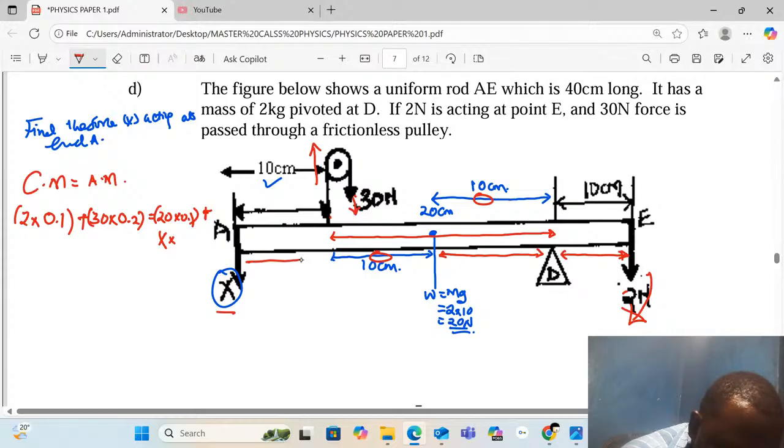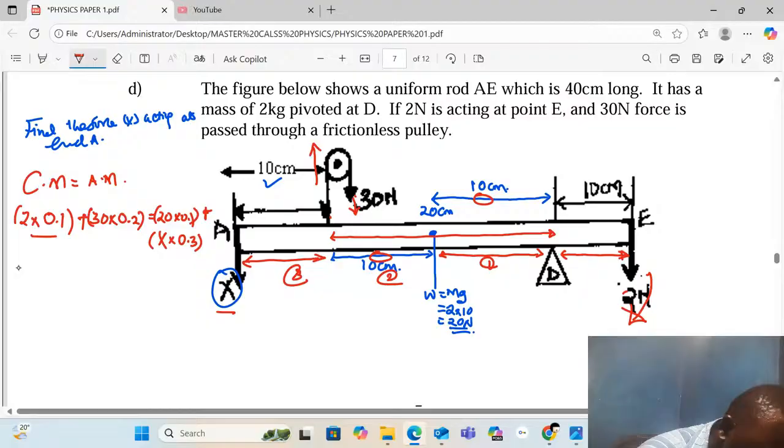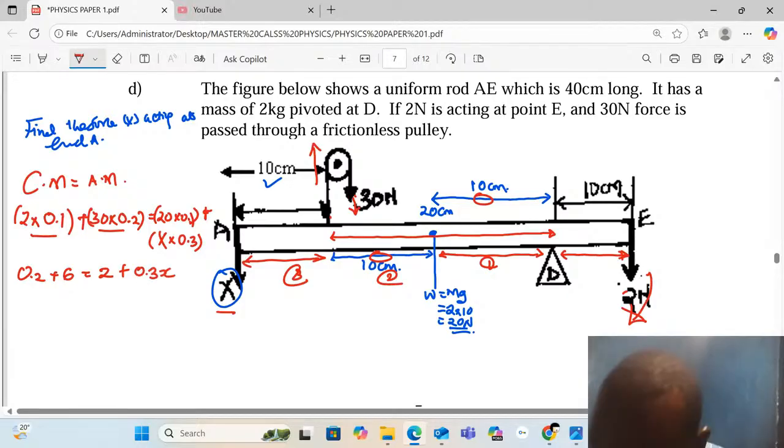How many tens can you see? We have 1, 2, 3. So 10 times 3 is equivalent to 0.3 meters, so X times 0.3 meters. Now the left side is 2 times 0.1 plus 30 times 0.2, which equals 20 times 0.1 plus 0.3 X.